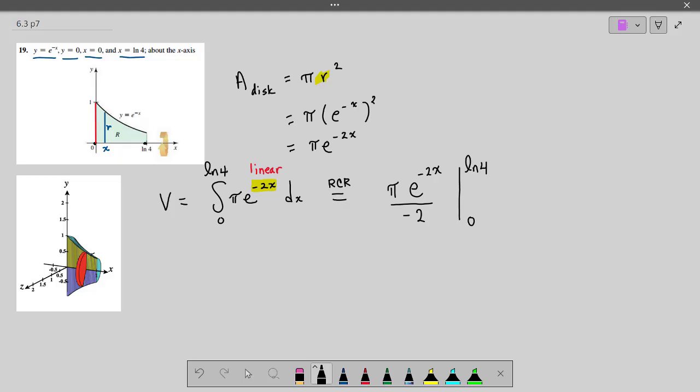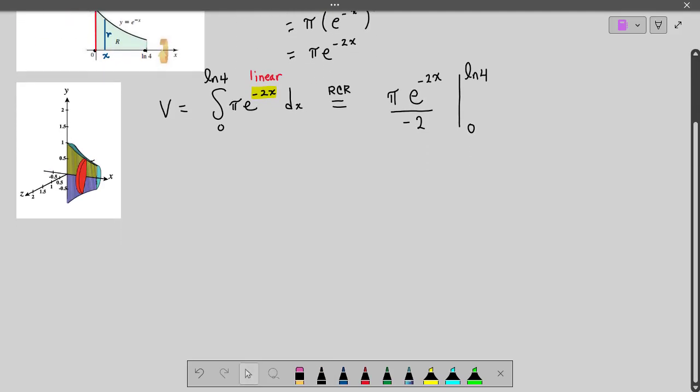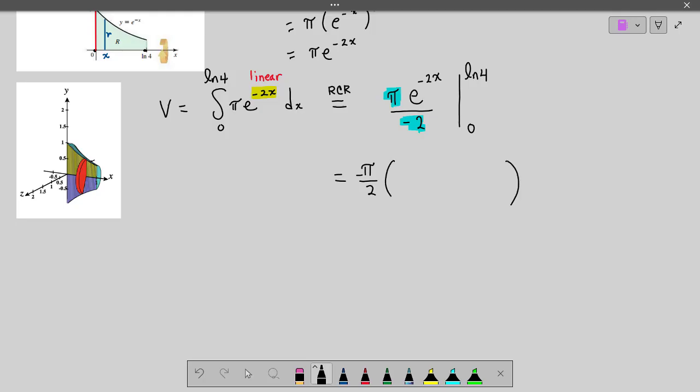Those are our limits of integration, 0 to ln 4. And the 0 contributes here. When we plug in 0, we don't get 0. So the 0 is going to matter here. I'm going to pull the coefficient piece to the front. So negative pi over 2, I'm thinking of that out in front. So I'll put some parentheses here, and in the parentheses will just be the e to the negative 2x evaluated at each endpoint. And we take the difference.